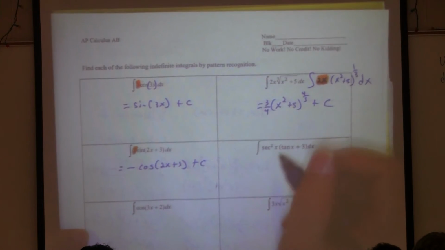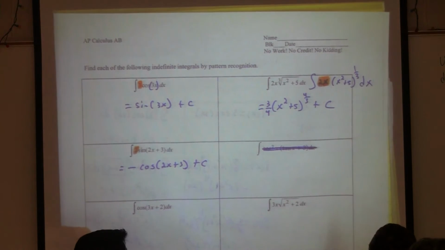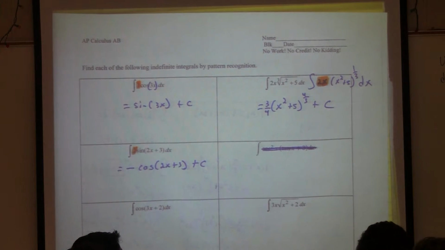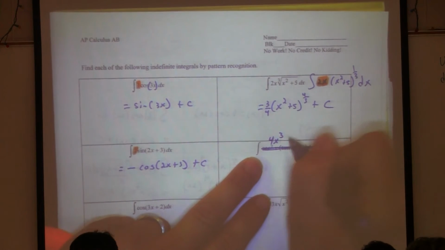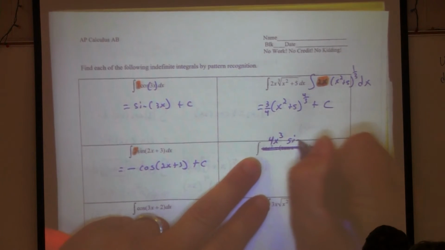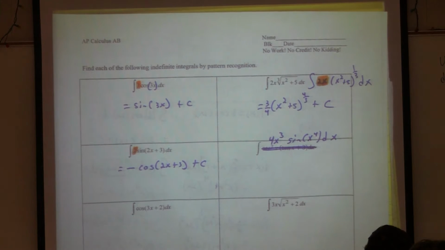Alright. On this one, we're going to change the problem because I thought it was going to work out nice and easy, but it doesn't. You need to know some information that I haven't taught you yet. So we're going to change it. We'll rewrite it, okay? And for this one, rewrite it as 4x to the 3rd times sine of x to the 4th dx. Let's work it out.